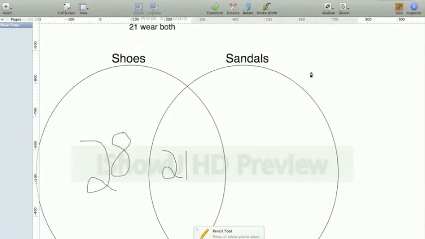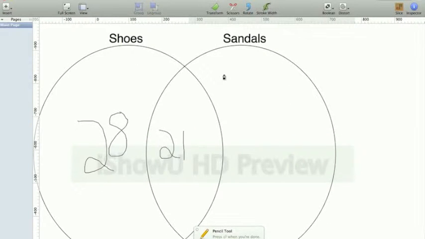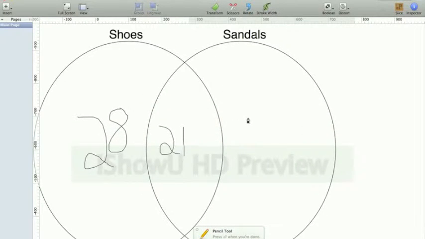And to figure out how many wore only sandals, we would have to subtract the number that wear both from the number that wore sandals. So 35 minus 21 is 14, and we can fill that in here.